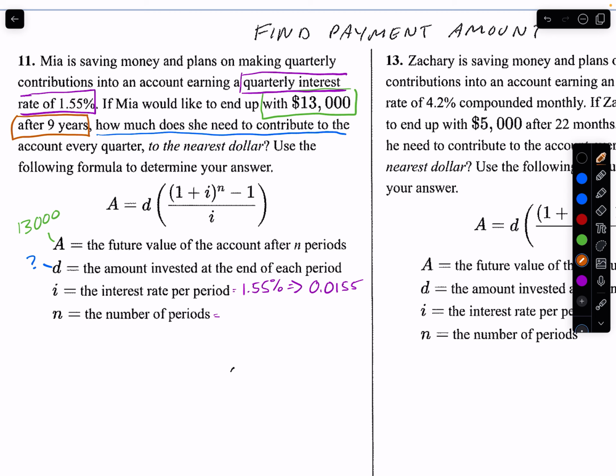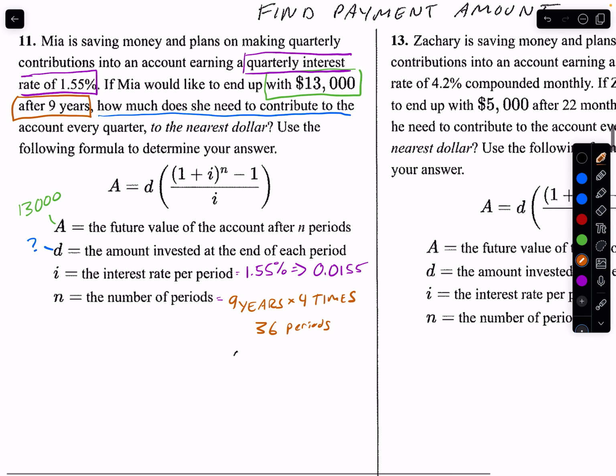Okay, now we need to think about it. If it's 9 years and it happens quarterly, it is 4 times per year. So 9 times 4 will give us a value of 36 periods. So we're looking for a value of 36 periods. Now if we substitute in here, let's take a look. Our A value is, sorry, 13,000.